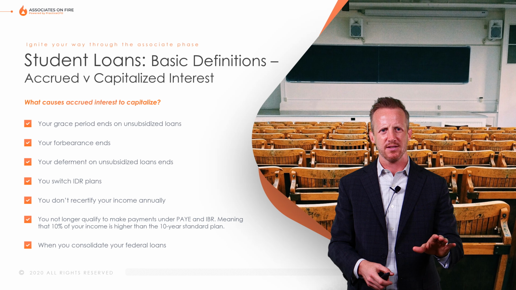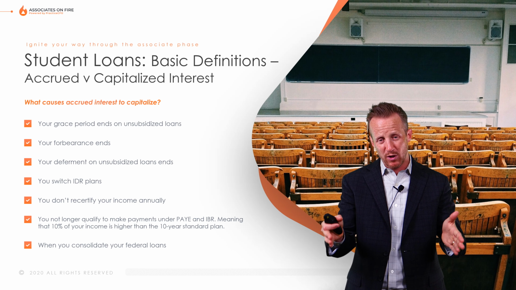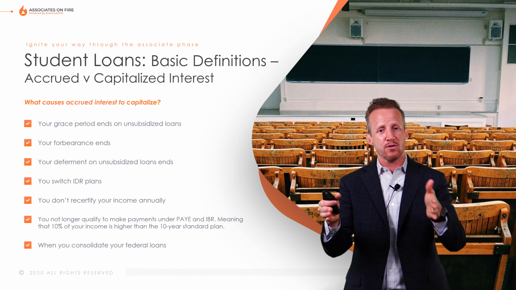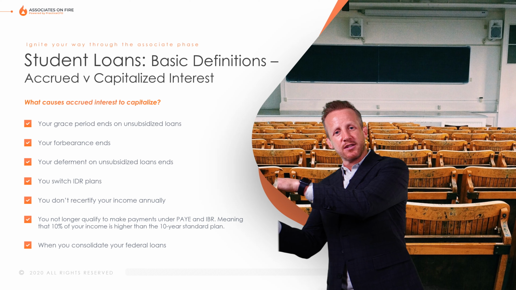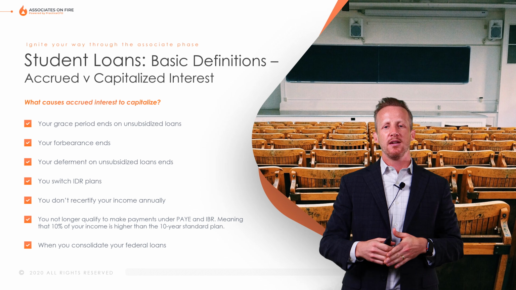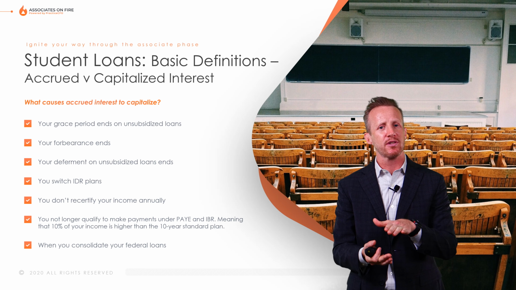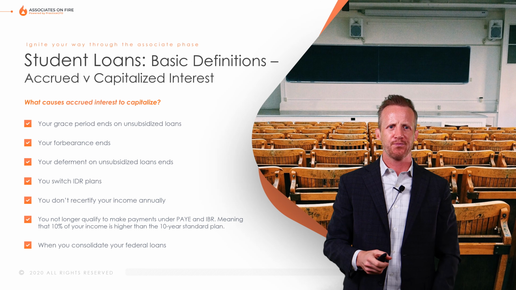Number two is if you go into forbearance, which is something I don't like. If you go into forbearance, that period of time where interest is building up, when you come out of forbearance, that interest gets added to the balance of your loan, and you now have to pay interest on that portion of interest that built up while you were on forbearance.